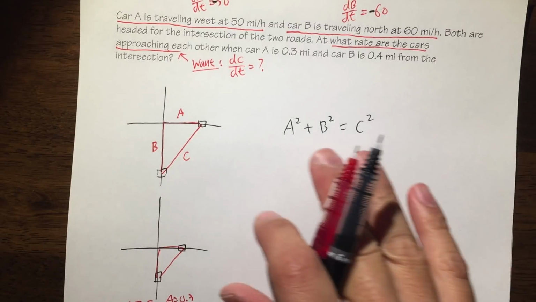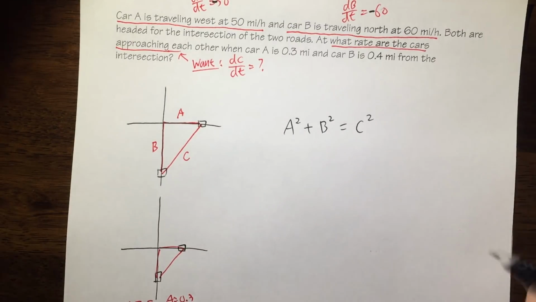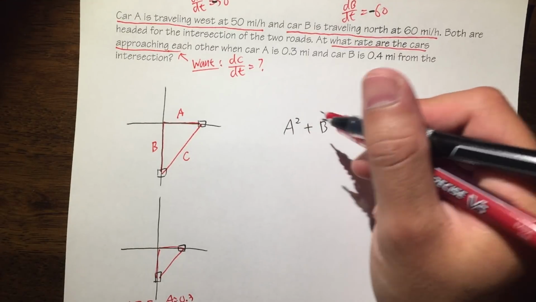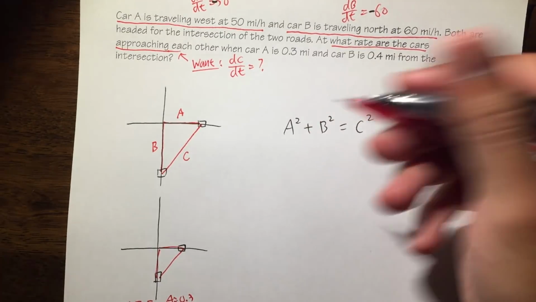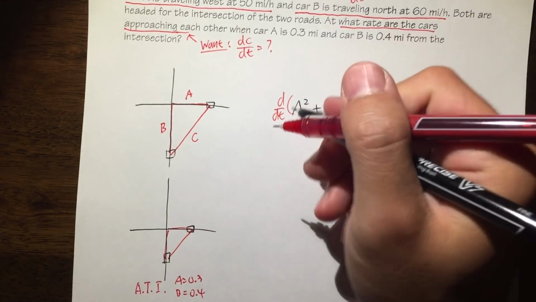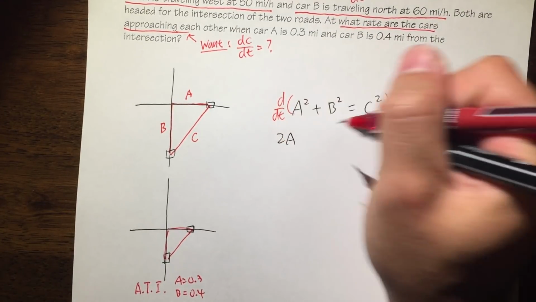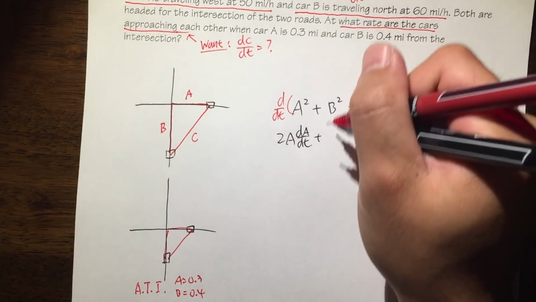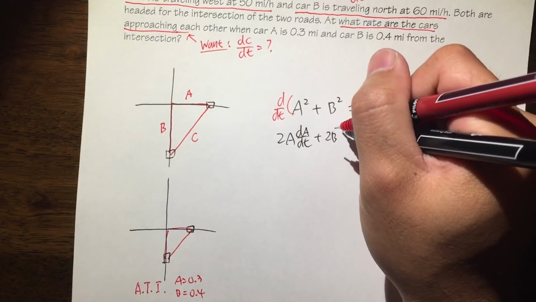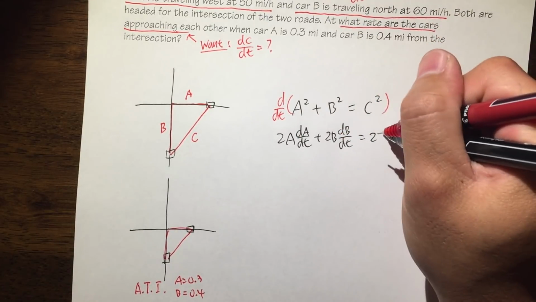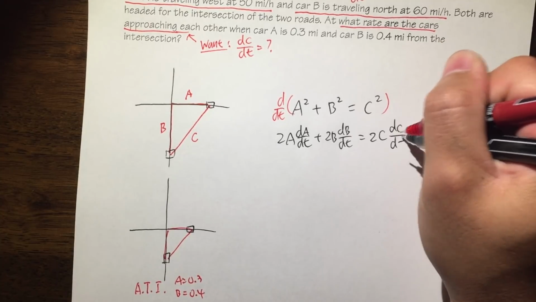Okay, you can only do so if you have any constant, just like the previous example. But right here, I will just keep it as a squared plus b squared equals c squared, and then differentiate this with respect to time. Right here, we'll get 2a dA/dt, and then we add it with 2b dB/dt, and then this should be equal to 2c dC/dt.